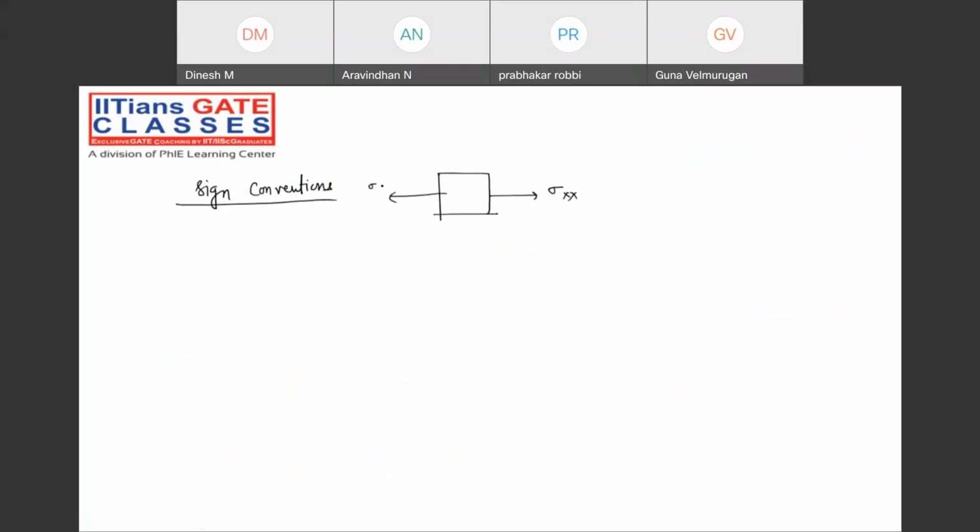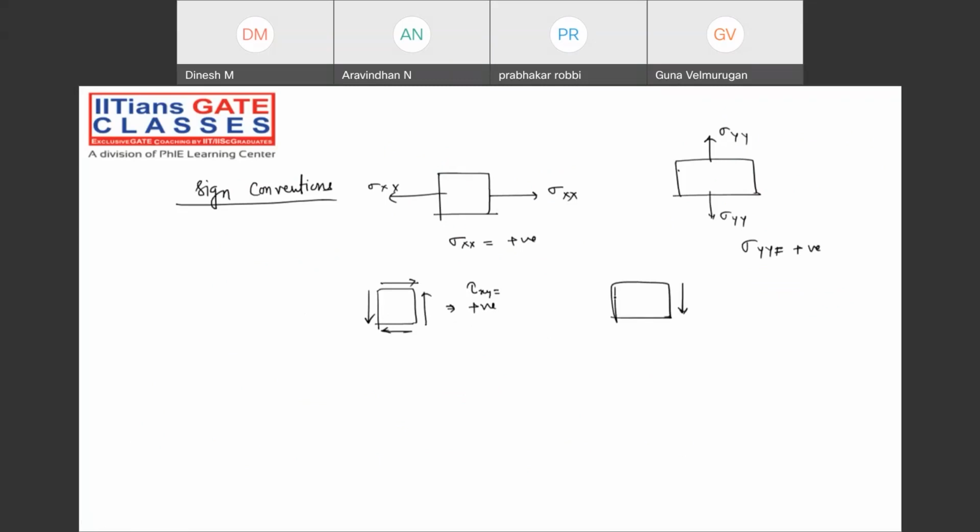If it is acting like this, then take sigma xx to be positive. When this is acting like this, then take sigma yy to be positive. When this element is subjected to it like this, then take tau xy to be positive. When this is acting like this, please take this to be negative. Very, very important, guys.